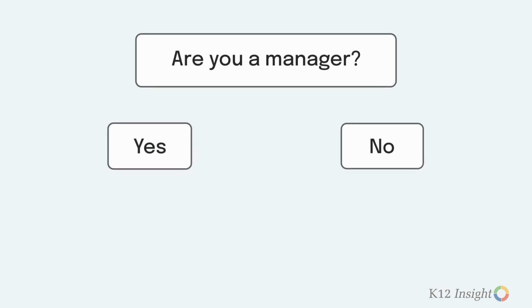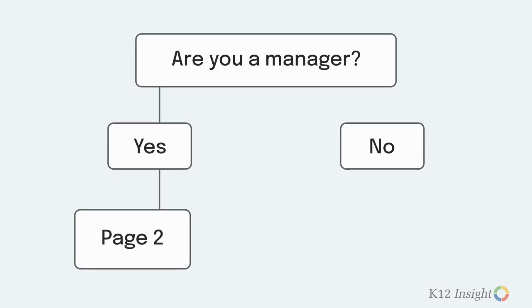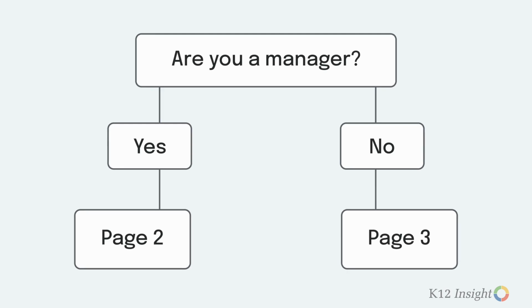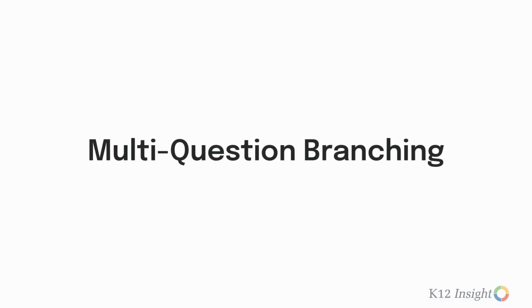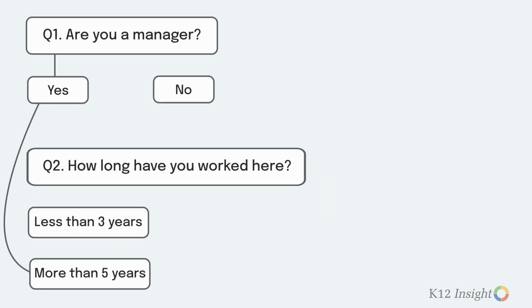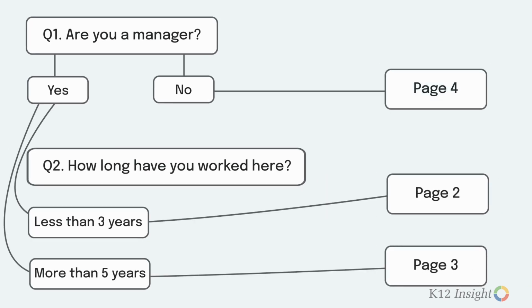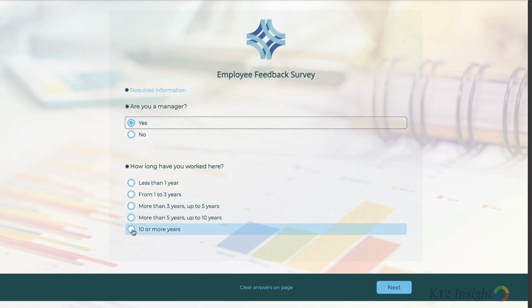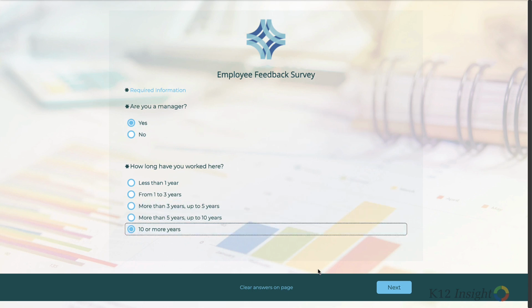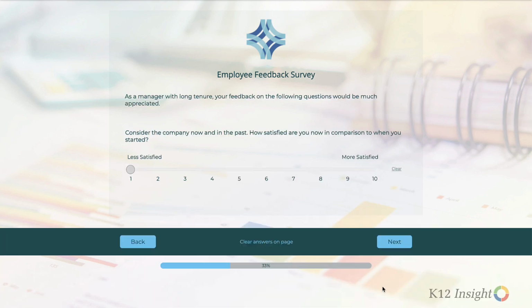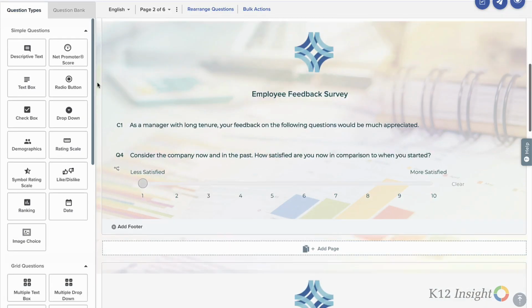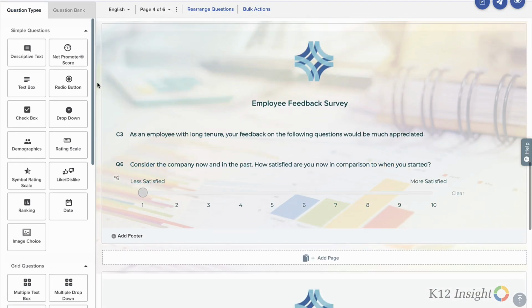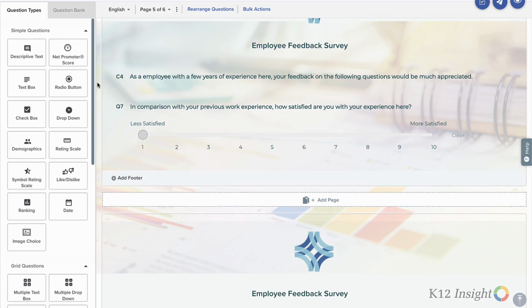While single question branching lets you set an if-then condition based on answers to one question, multi-question branching lets you use multiple conditions to define the path. For example, if someone answers yes to being a manager and says they've worked for the company 10 or more years, you can ask questions targeted to their specific experience. It can be helpful to plan out each possible path with a flowchart, then create the right pages.